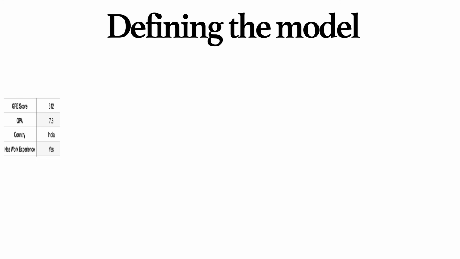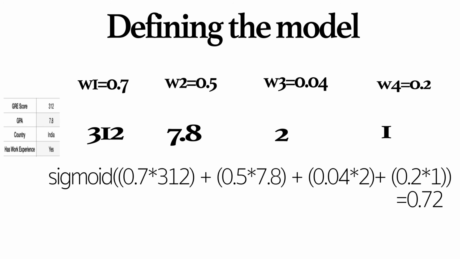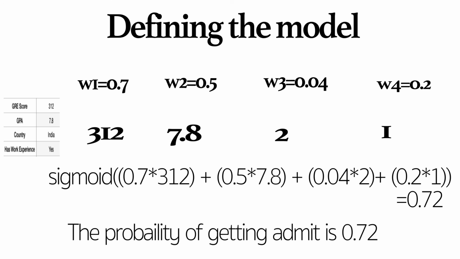Now to our college admission problem. Let's say we got 4 weights W1, W2, W3 and W4 corresponding to 4 input features. Now we will multiply the corresponding feature and the weights. The first and second feature will remain as they are as they are numerical. We have label encoded India to a value 2 and yes to value 1. After multiplying the weights, we will add them all and apply the sigmoid function on the resultant value. The output that we get is the required probability of a student getting admission in the college.